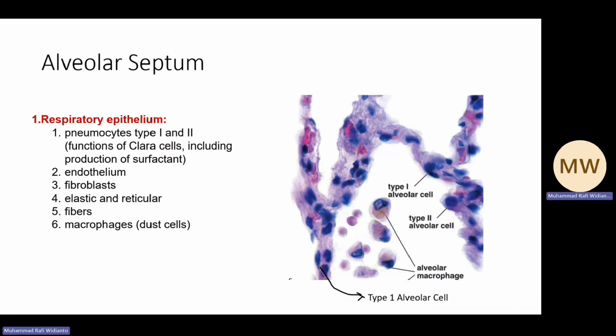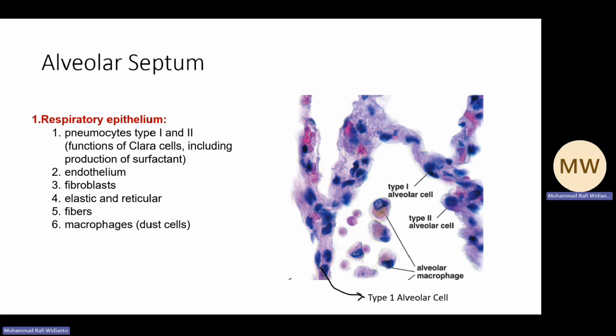So basically we have pneumocytes type 1 and type 2. Pneumocyte type 1 has a very important function for gas exchange. So that's basically where gas exchange occurs. And pneumocyte type 2 is where surfactant is released.